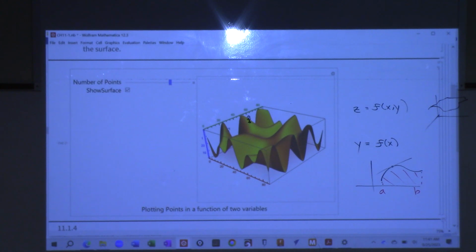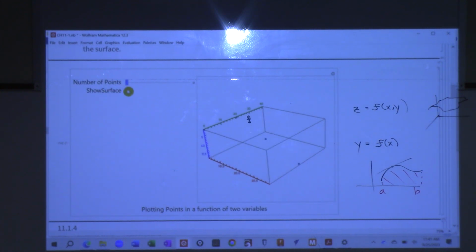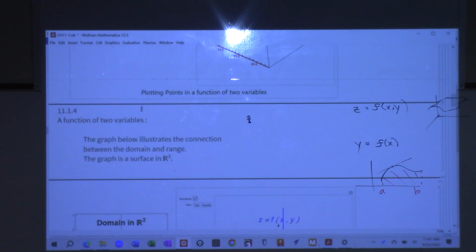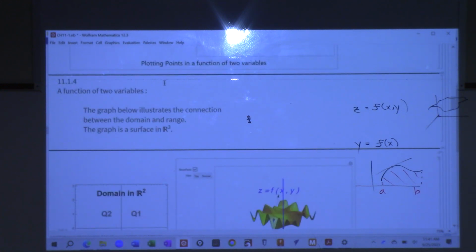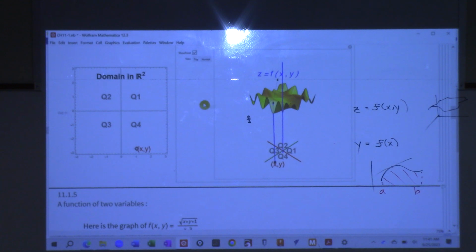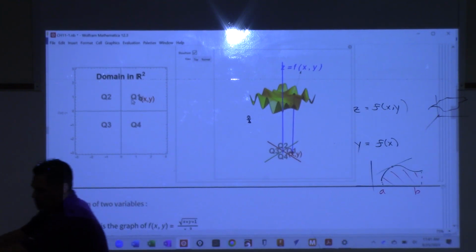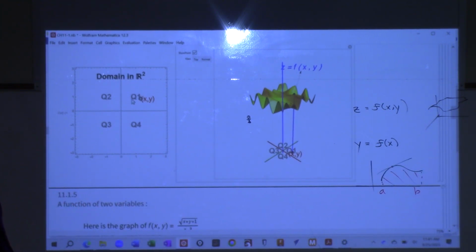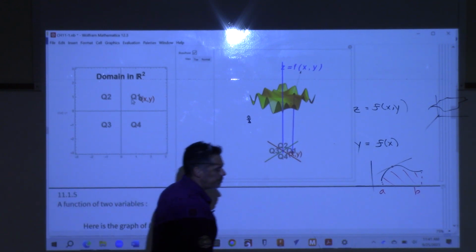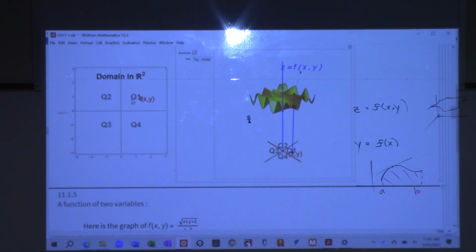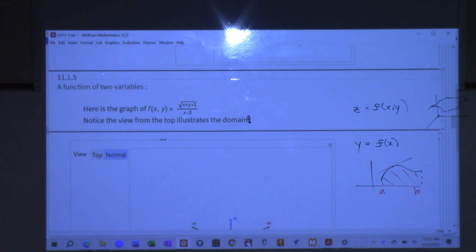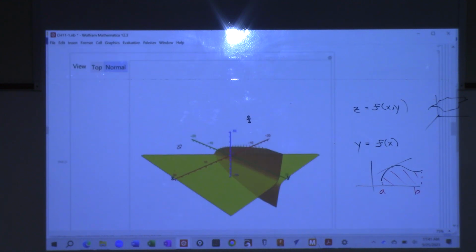All right, so let me back this out of here because it's slowing my computer down a little bit. The takeaway there is that we have surfaces, right? And this is the same picture. This just shows you again that for every point down here on the ground, there's some point up on the surface. All right, here is the graph of the function.